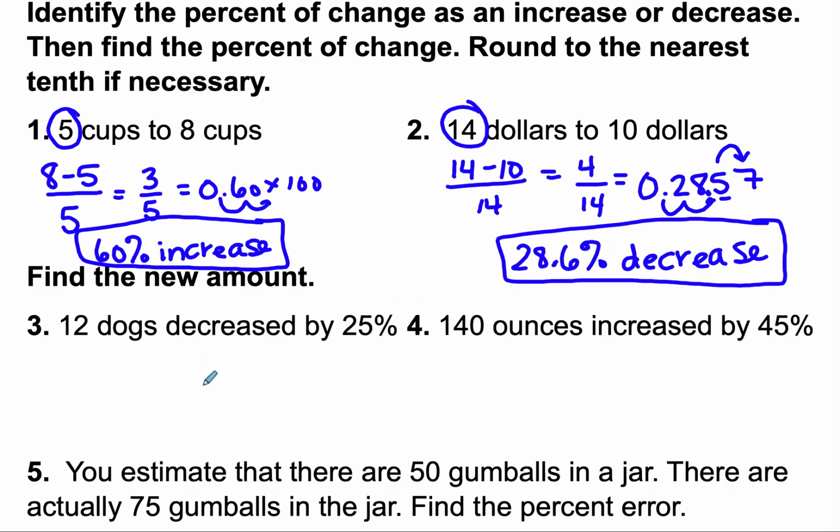All right, find the new amount. 12 dogs decreased by 25%. Decreased means we're going to subtract. So we're going to start by finding 25% of 12. So I'll do 25 hundredths times 12. That's going to give me 3. So now I need to subtract 12 minus 3. That's going to give me 9 dogs.